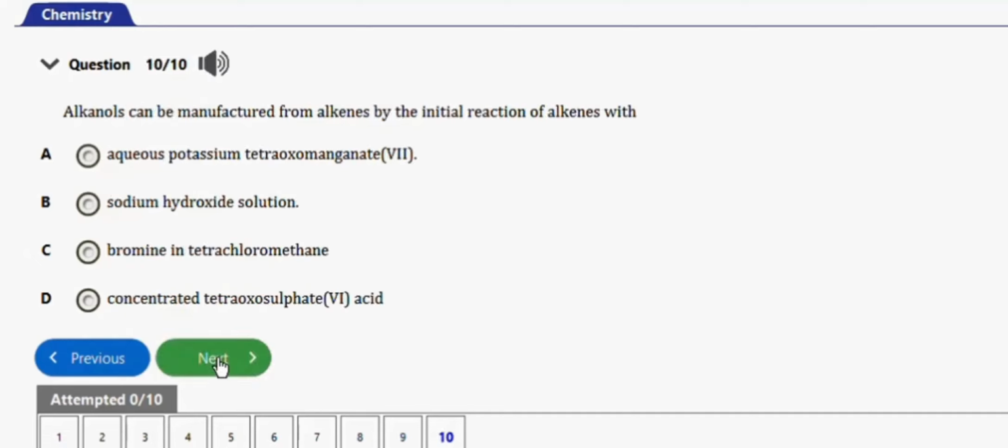The last one says alkanols can be manufactured from alkanes by the initial reaction of alkanes with. The right answer will be option D, concentrated tetraoxosulfate(VI) acid. So guys, this is basically the problems involving alkanols for your chemistry classes, with about 8 to 10 questions for this topic. Hope you learned something interesting from the video.